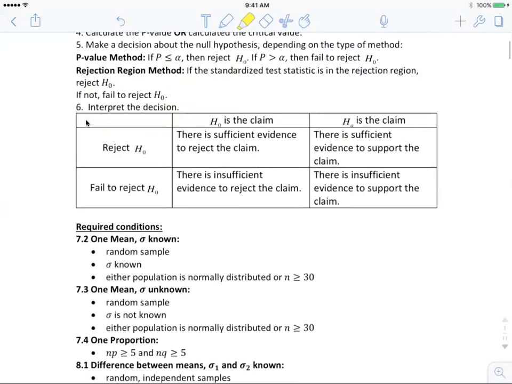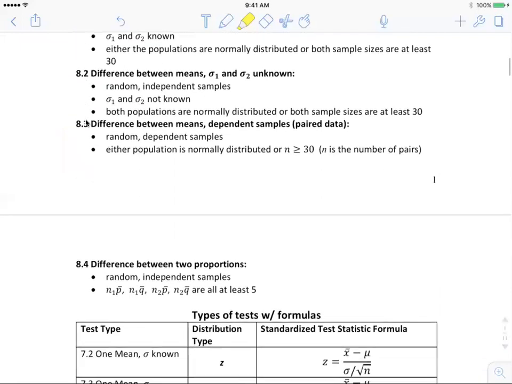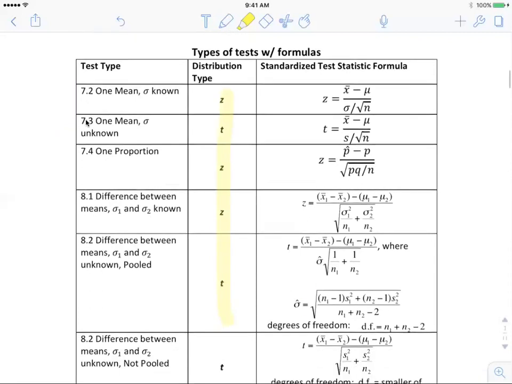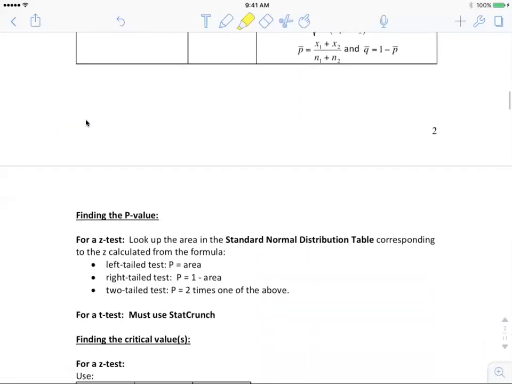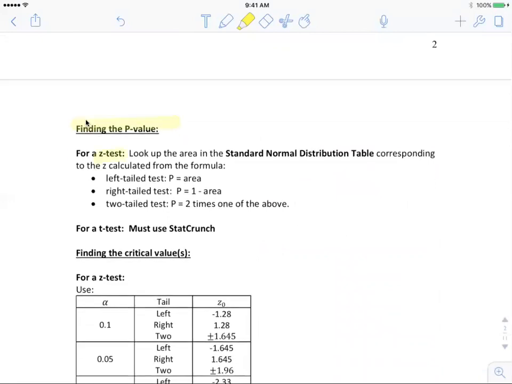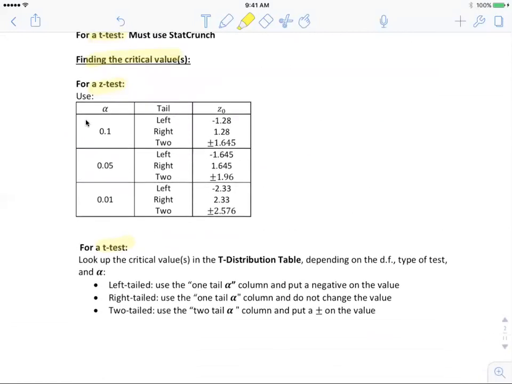So that's convenient. And then when you're doing step 4, when you have to find a p-value or a critical value, it matters what type of test you're using, a Z or a T. So for each section, I've given you that. Is this a Z test or a T test as you go through? Okay, and then finding p-values for a Z or for a T, or if you have to find critical values for a Z or for a T. Okay, so all of those things we've done before. It's just kind of all in one now.